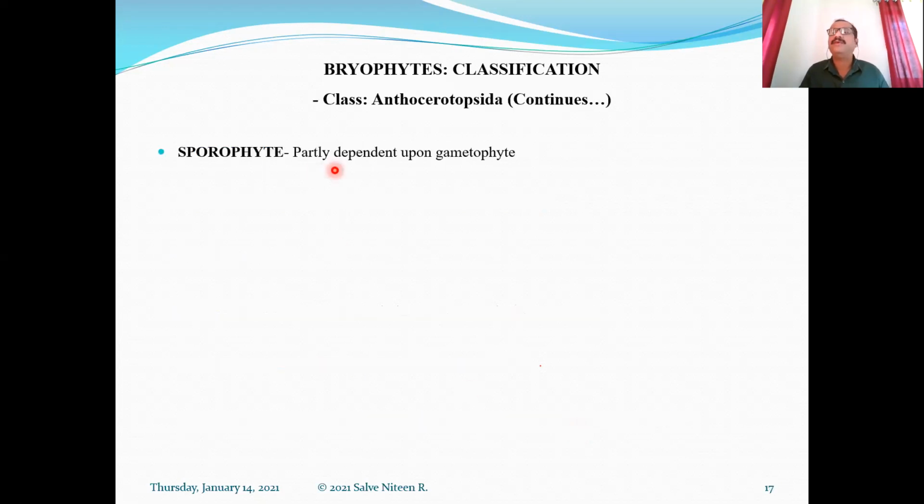Sporophyte, as it has chloroplast, can photosynthesize, therefore it is partly dependent upon the gametophyte. It is morphologically dependent on the gametophyte, but physiologically it is self-sufficient, so it is partly dependent.